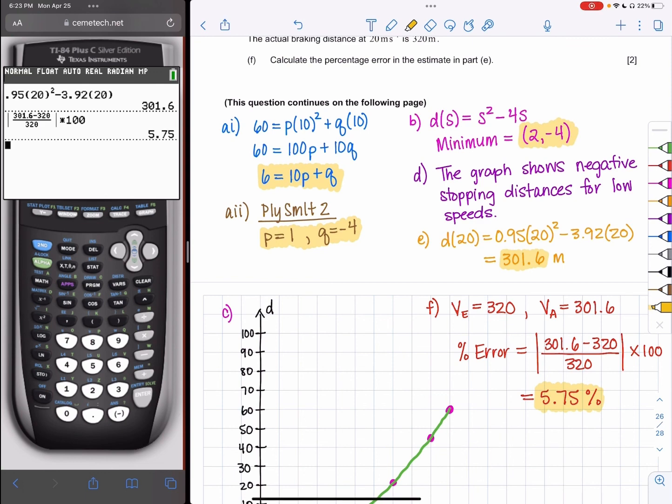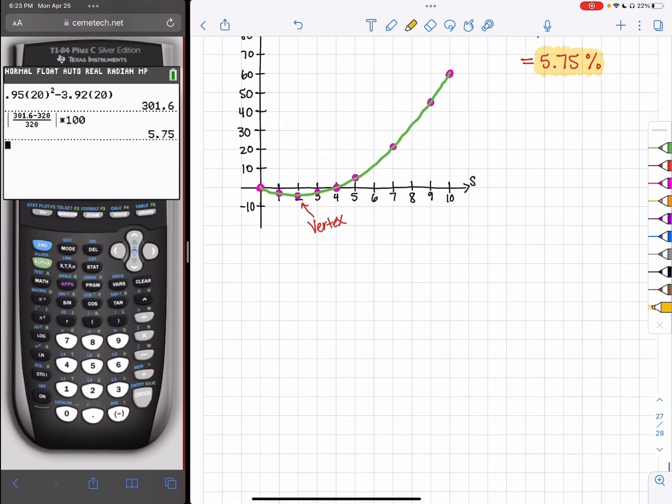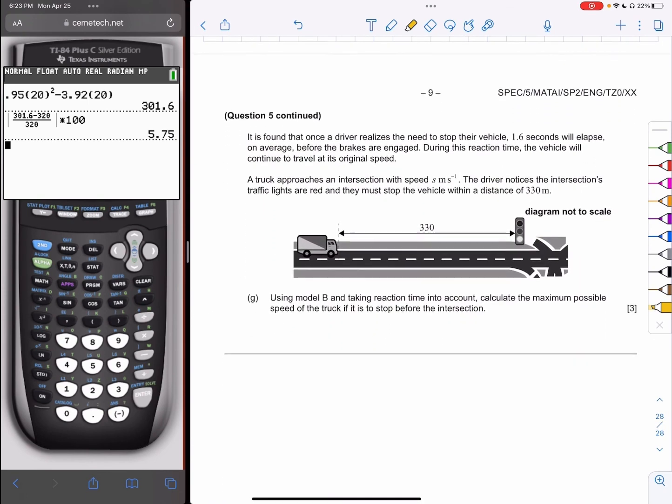All right. So on the next part, it says it is found that once a driver realizes the need to stop their vehicle, 1.6 seconds will have elapsed. Basically, 1.6 seconds will have gone by. That's like your reaction time. It says on average before the brakes are engaged, so it's not every time. Some people may react faster or slower, but on average, 1.6 seconds is the time it takes for a driver to realize that they need to stop. So during the reaction time, the vehicle will continue to travel at its original speed.